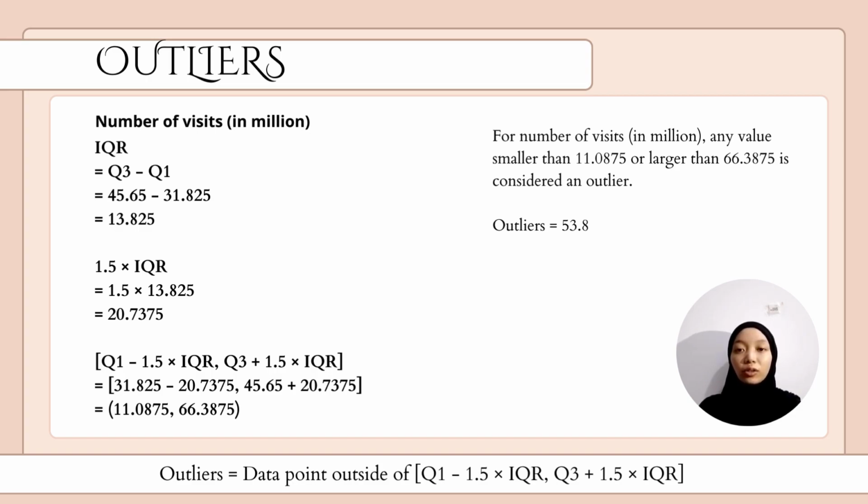The formula for IQR is quartile 3 minus quartile 1. For the number of visits, any value smaller than 1.0875 or larger than 66.3875 is considered an outlier.